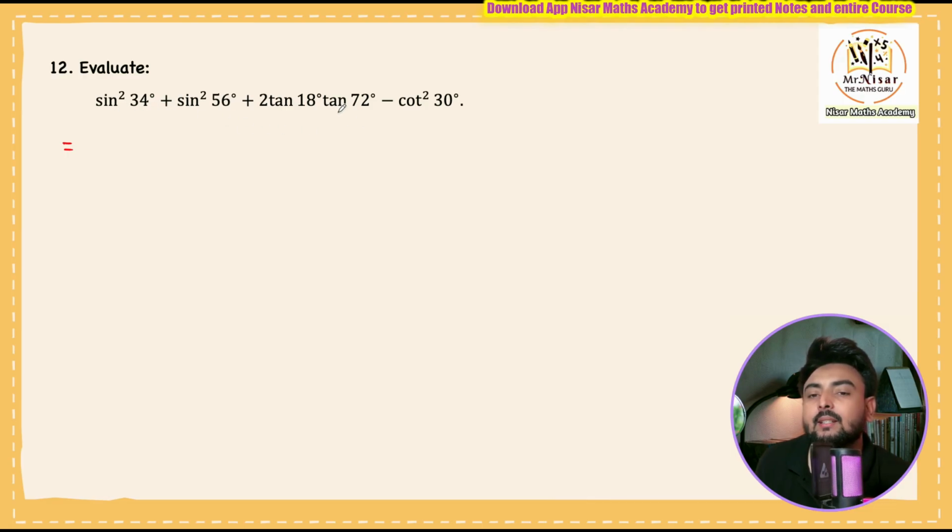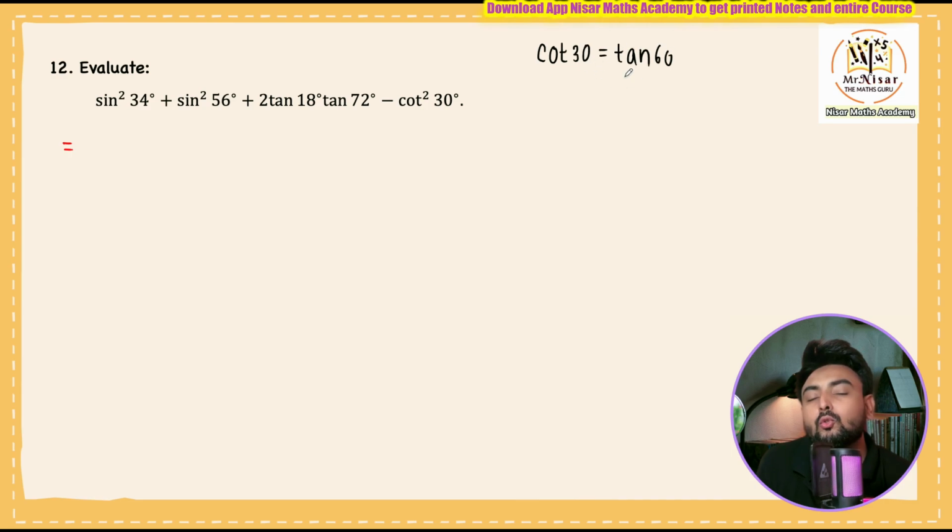Here tan 72, tan is complementary to cot, so it becomes cot 18. Cot and tan are reciprocal to each other, so cot 18 and tan 18 will get cancelled. Here 2 will remain, and here it is cot 30. Now we need to know the value of cot 30. If you don't know the value of cot 30, what you should do? Remember that cot and tan are complementary, so cot 30 means tan 60.